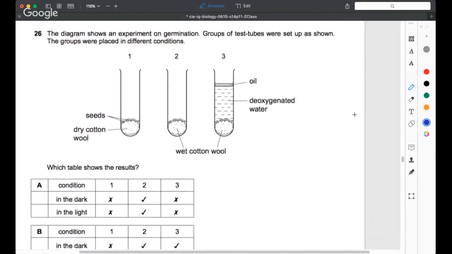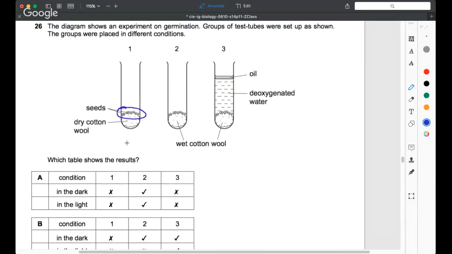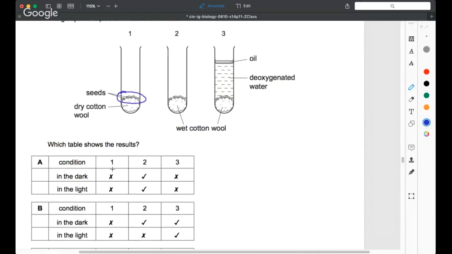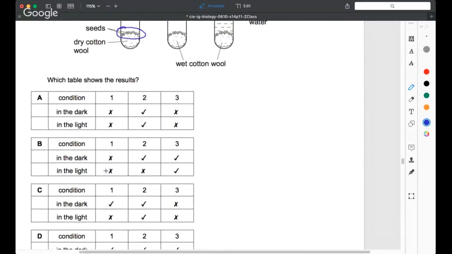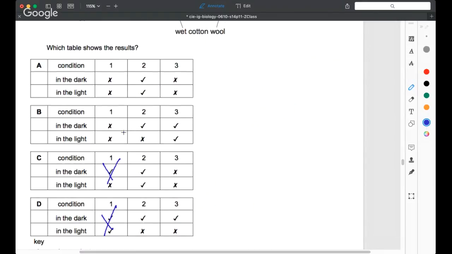In condition 1, we've got dry cotton wool, which means that the seeds don't have any water. Seeds are pretty much dehydrated. They've got oil or carbohydrate stores, but they need water to start germinating, so these won't germinate, either in the dark or the light. So condition 1, we're expecting not to germinate in the dark or the light. So it's not going to be this one, and it can't be this one. So we already ruled out C and D.